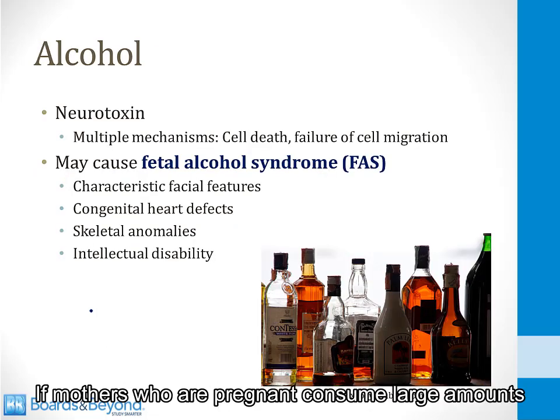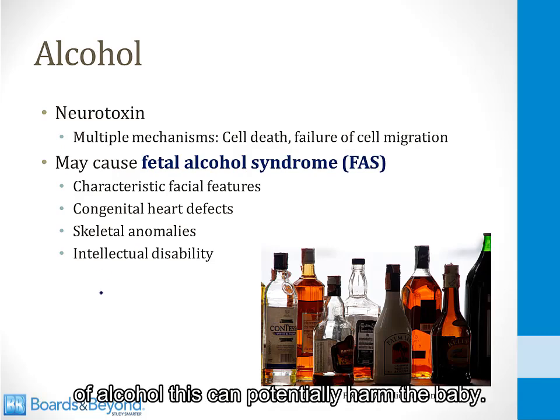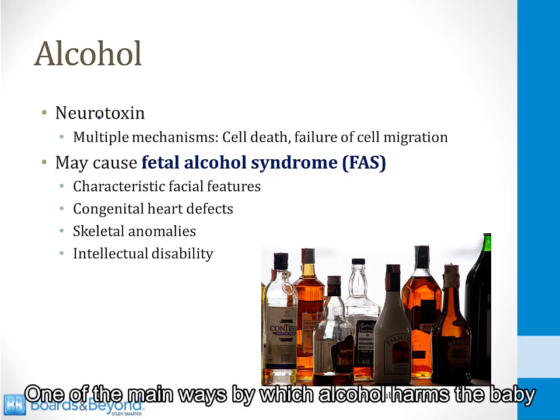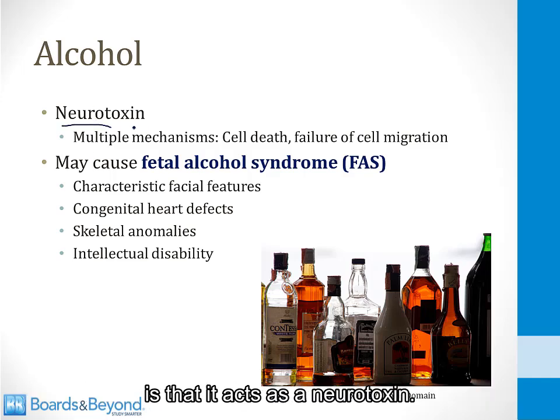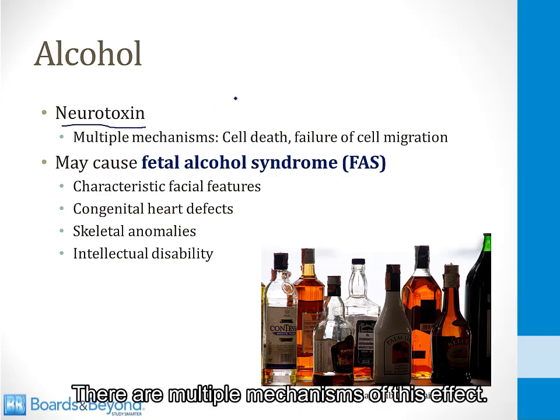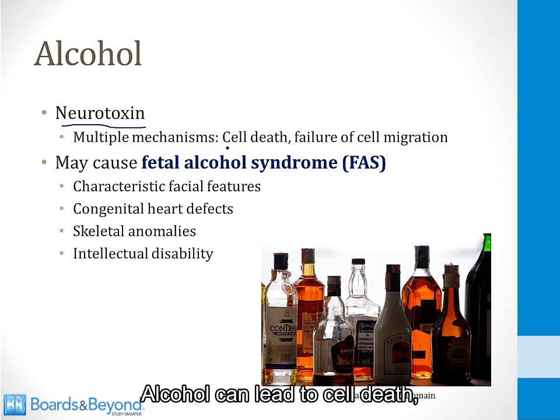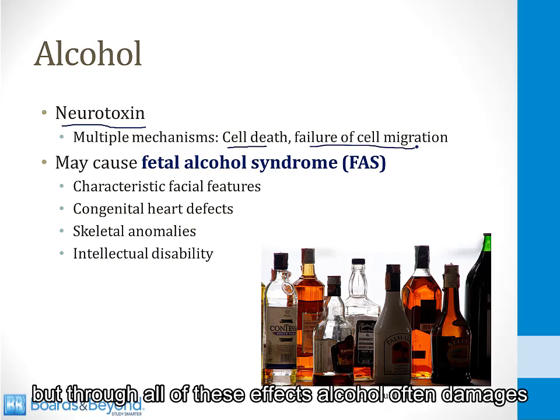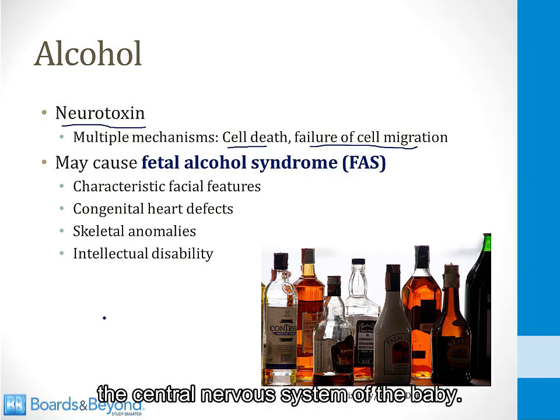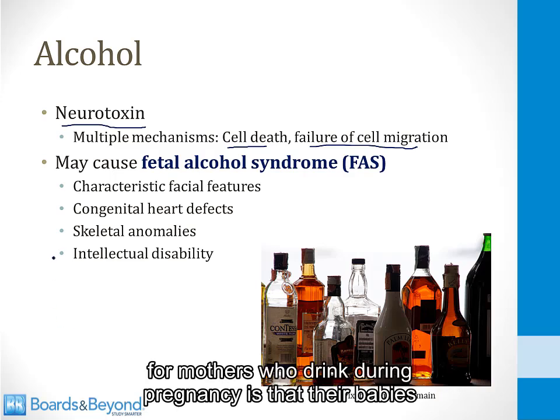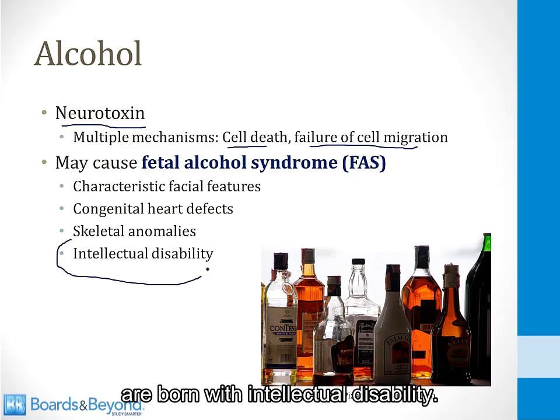If mothers who are pregnant consume large amounts of alcohol, this can potentially harm the baby. One of the main ways by which alcohol harms the baby is that it acts as a neurotoxin. There are multiple mechanisms of this effect. Alcohol can lead to cell death, failure of nerve cell migration, but through all of these effects, alcohol often damages the central nervous system of the baby, and therefore one of the main outcomes from mothers who drink during pregnancy is that their babies are born with intellectual disability.